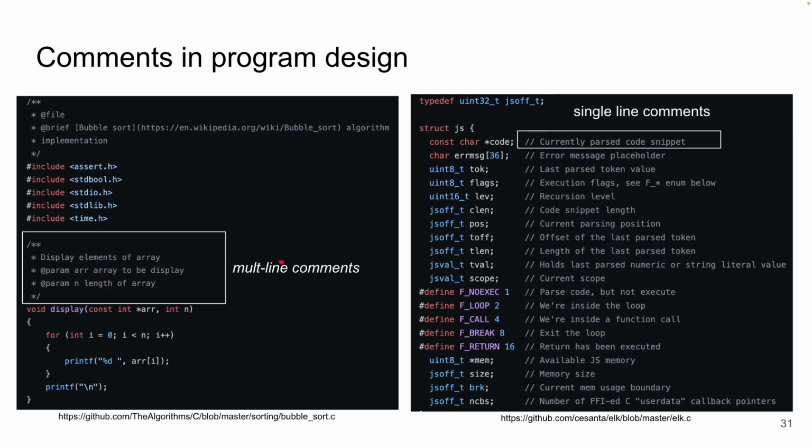So here we have the multi-line comment. Usually, if you have a lot of information, we like to use a multi-line comment like this. But if you just want to provide a brief introduction or definition for each variable you have here, then a single-line comment is a better choice.